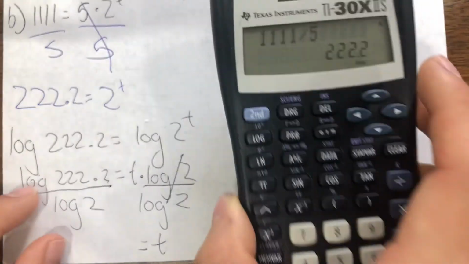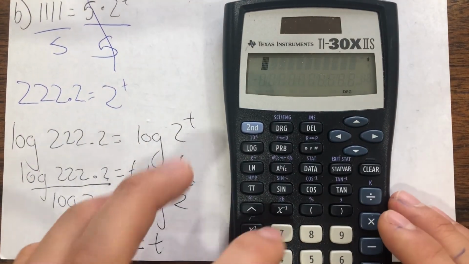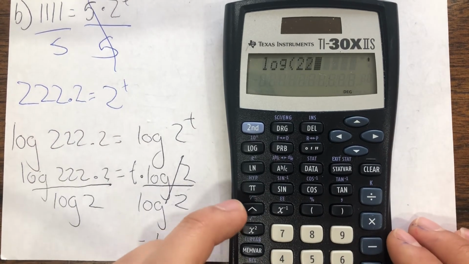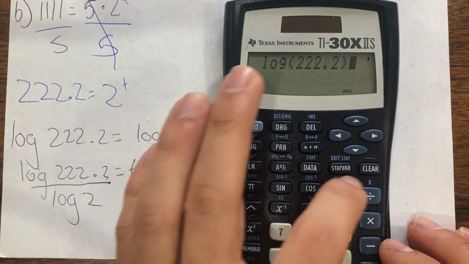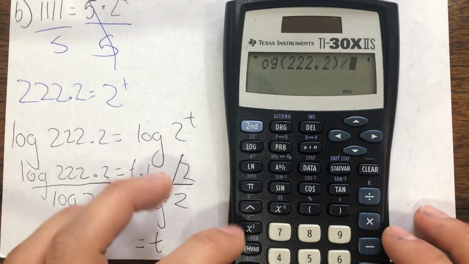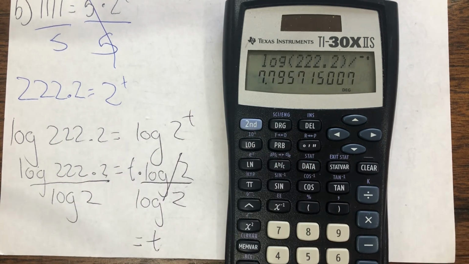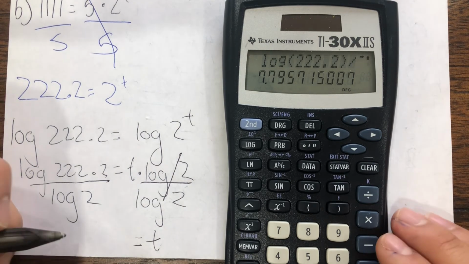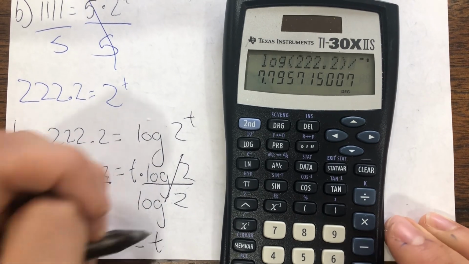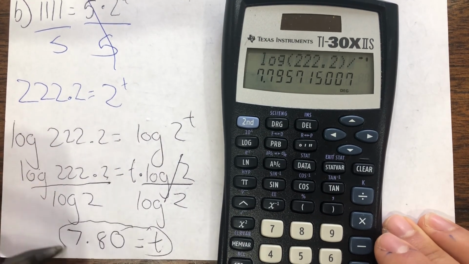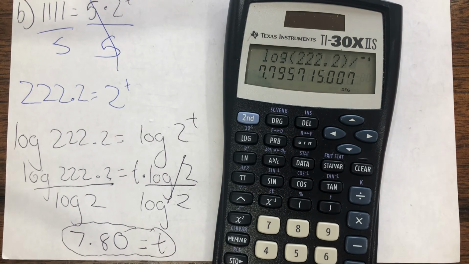Let's go ahead and take out my calculator. So you have log of 222.2 divided by log of 2. And that should get you 7.80. So I'm going to round it to 2 decimal places, which is 7.80. All right? So that would be my final answer for part B. If you wanted to round to 3 decimal places, that's fine. Just make sure that the decimals are within that range.